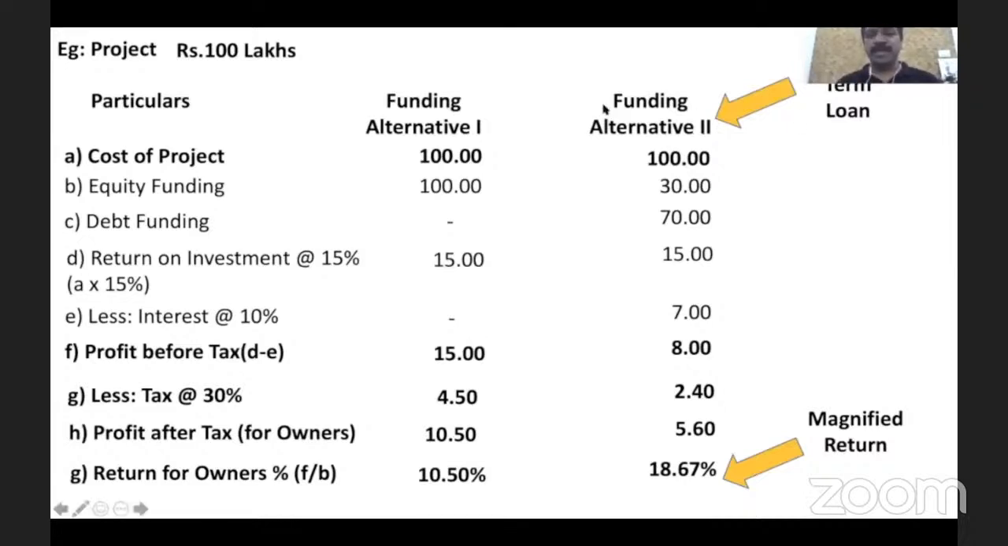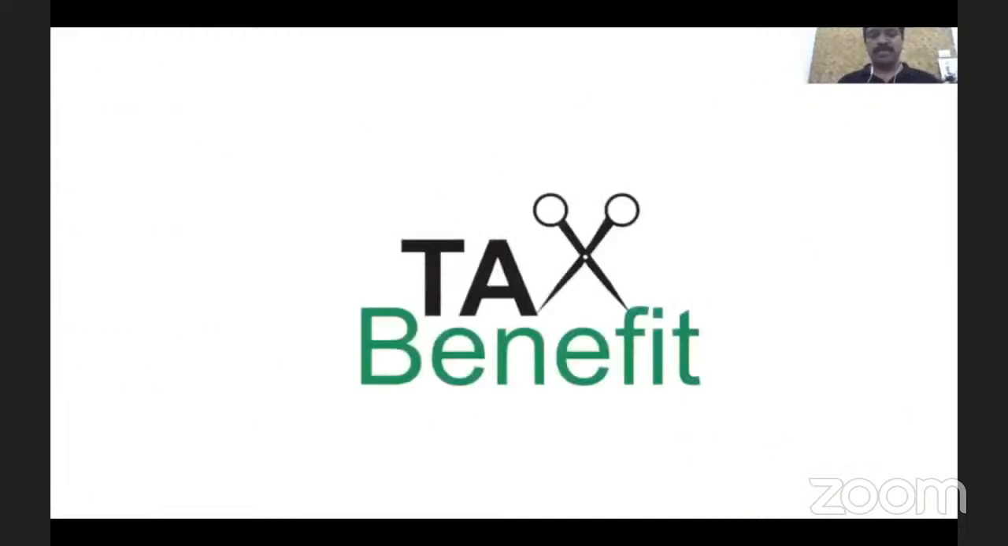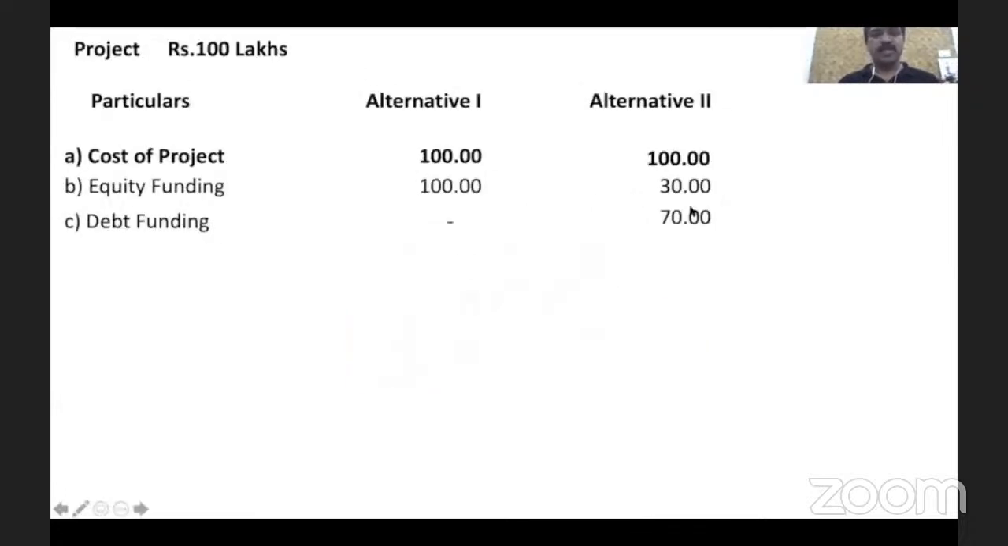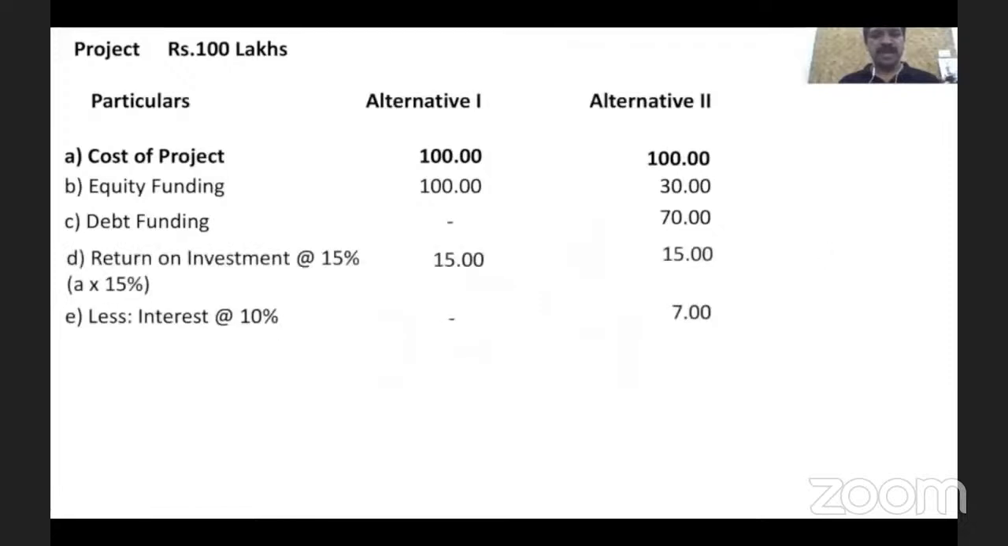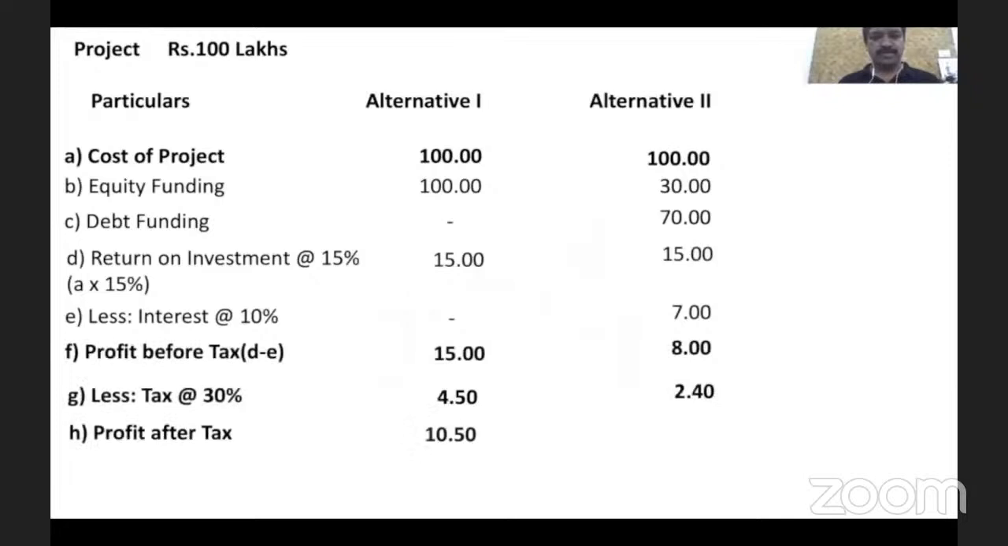Let me give you one more reason why a term loan should be considered for project funding. I'm taking the same scenario we discussed. These are all the same figures, and we calculated all this. Now look at scenario 1. What is the tax amount? 4.5 lakhs. Look at scenario 2. What is the tax amount? It is 2.4 lakhs. Projects giving the same return on investment, 15 lakhs. But for the first project, tax is 4.5 lakhs. For the second project, the tax is 2.4 lakhs.